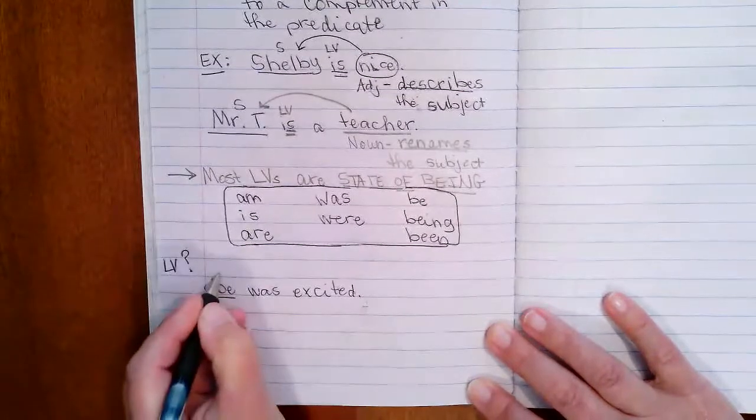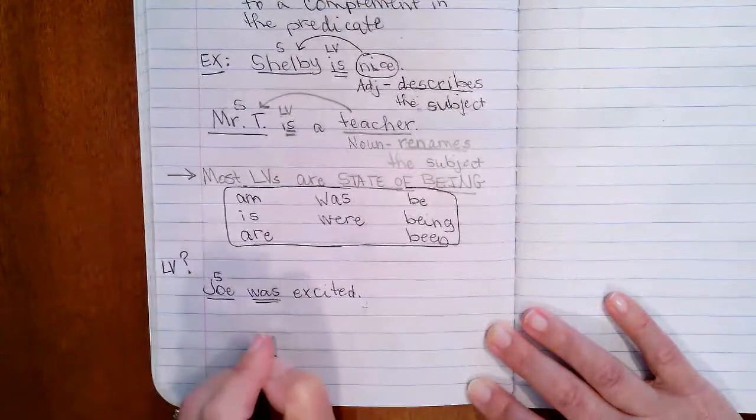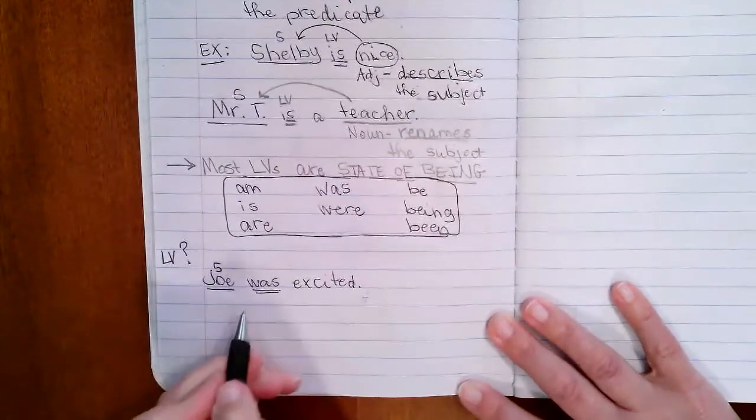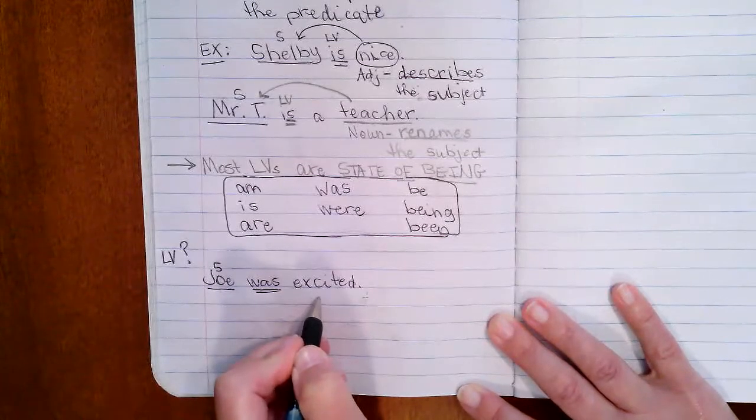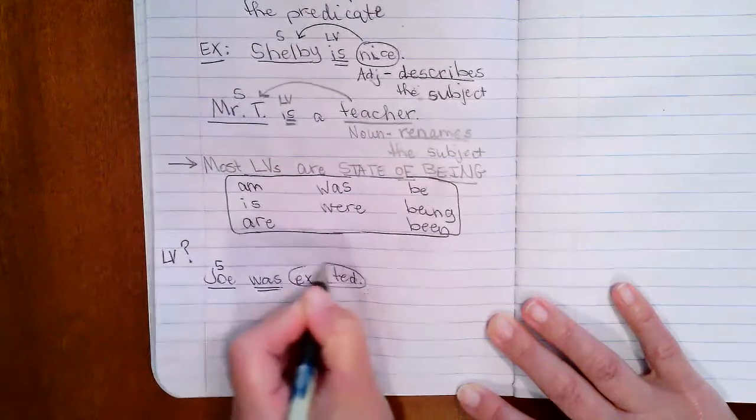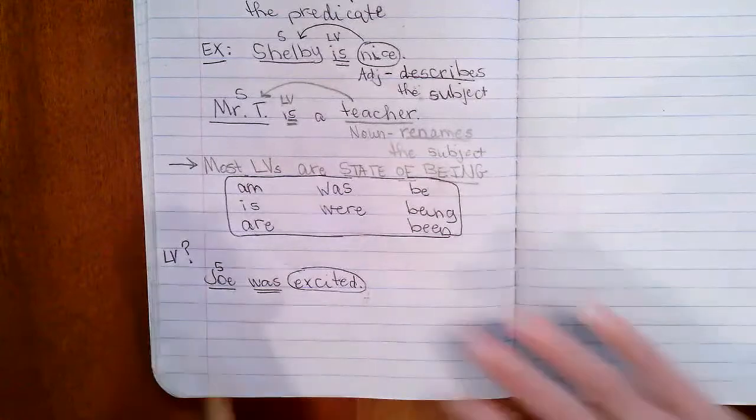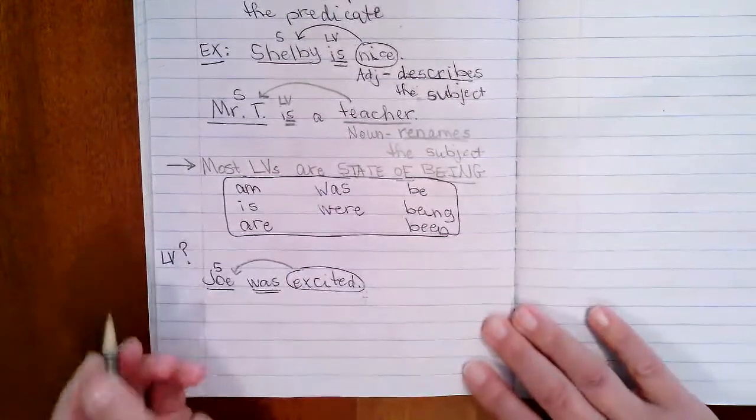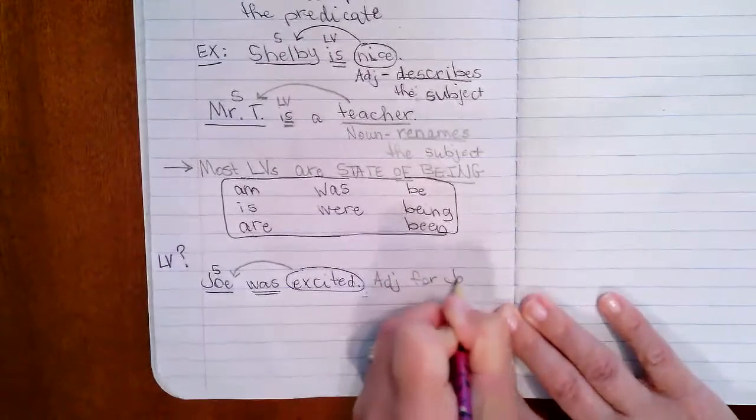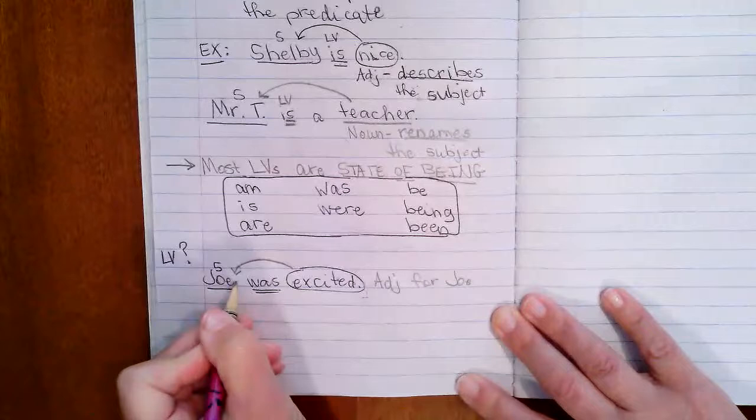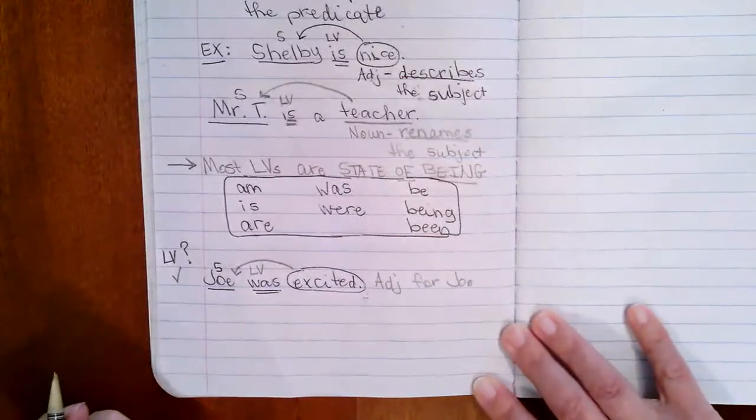Okay, so Joe is our subject. Was is our verb. Now we're not going to mark it yet because let's see what it is. Okay, so let's think about excited. Excited is a describing word. This is an adjective. Excited is describing Joe. Okay, so it's an adjective for Joe. All right, so that means that this is a linking verb. So we'll put a check. Yes, this is a linking verb.